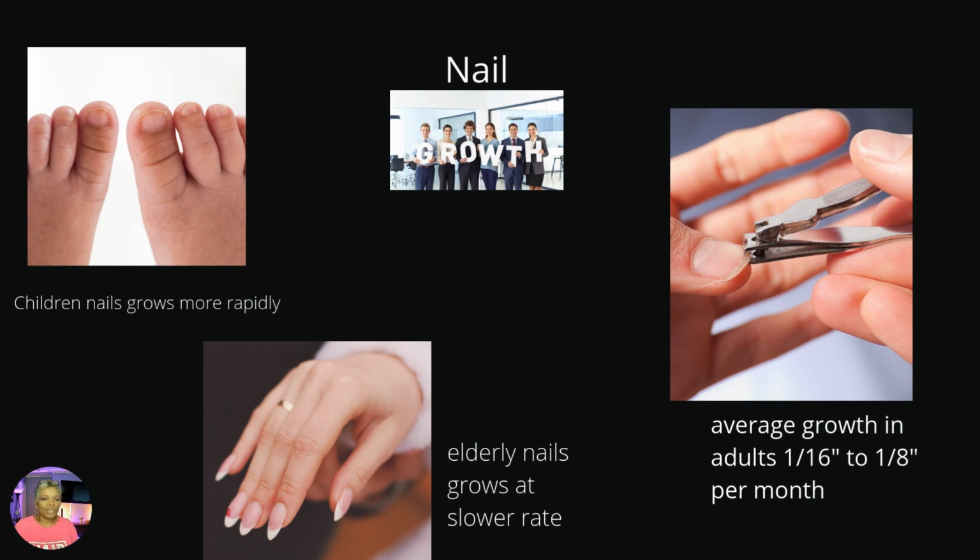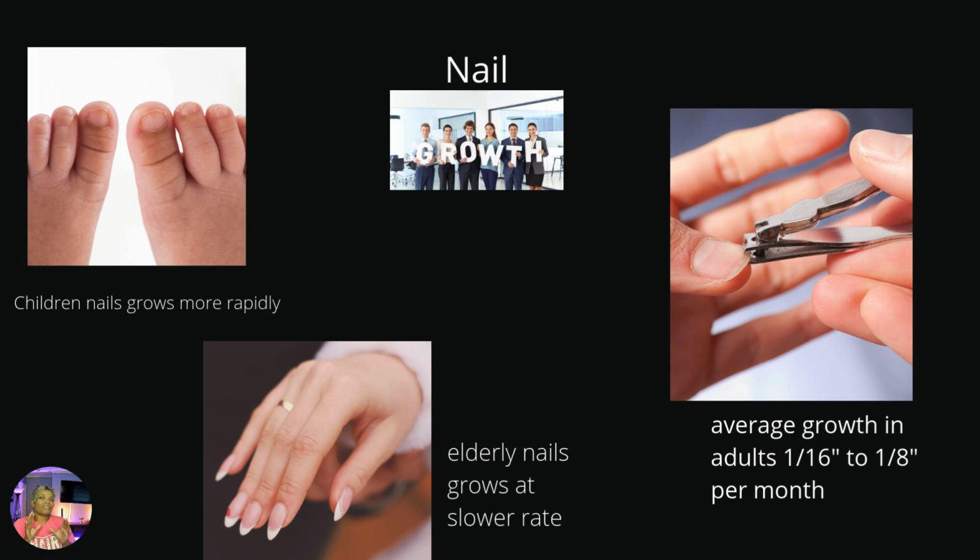Now, in children, the nail is going to grow more rapidly. Why? Because kids are constantly growing. They're constantly producing more cells. They produce the cells a little bit faster when they're younger than we do as we mature. It starts to slow down. So in children, it'll grow more rapidly. And in elderly people, the nails tend to grow at a slower rate.